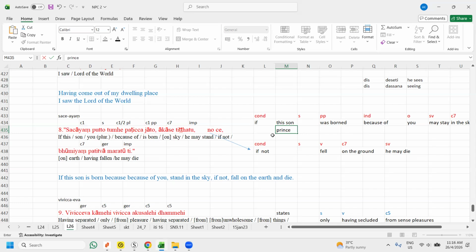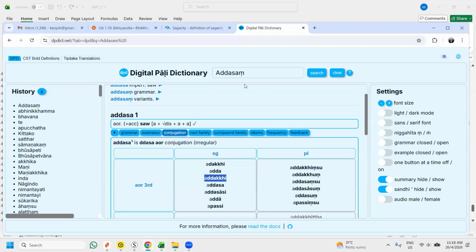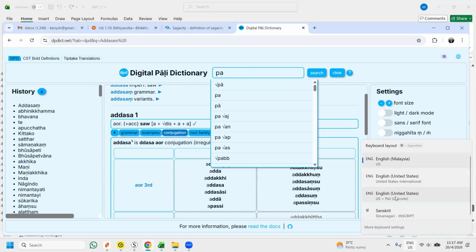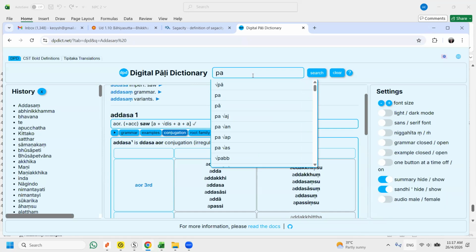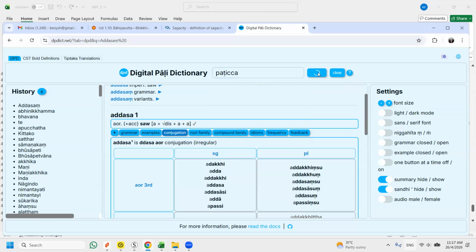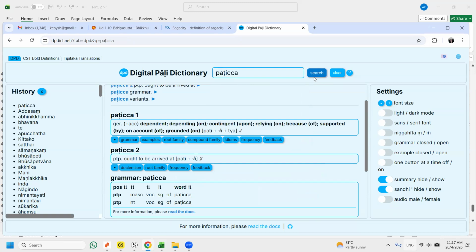Then paticca, the word paticca normally has multiple meanings. You know that the 12 dependent links are called paticca. But I need to open my dictionary. I don't know why in my book the word bhumiyam is not there. Never mind, after I explain to you, I will finish this first.